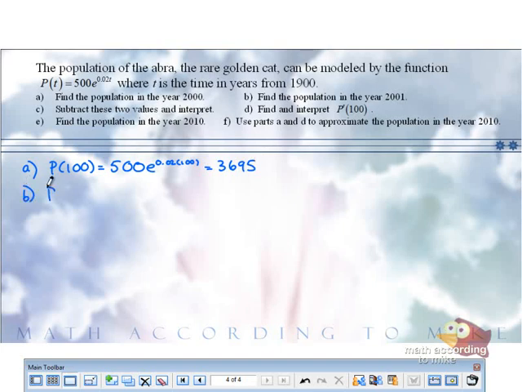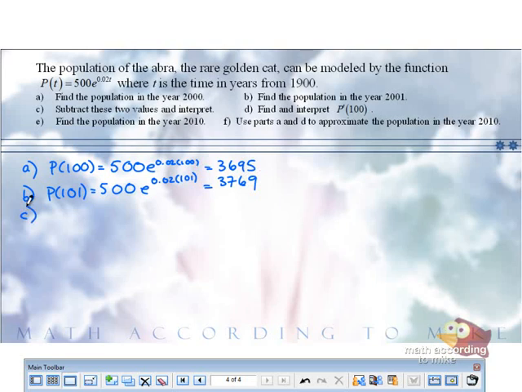Part B, find the population in the year 2001. So basically the exact same thing, except instead of 100, we use 101. Notice that this is an exponential function where the base is greater than 1, which means it's always increasing. So that means this population should be slightly larger. And rounded to the nearest whole number, what do we get here?